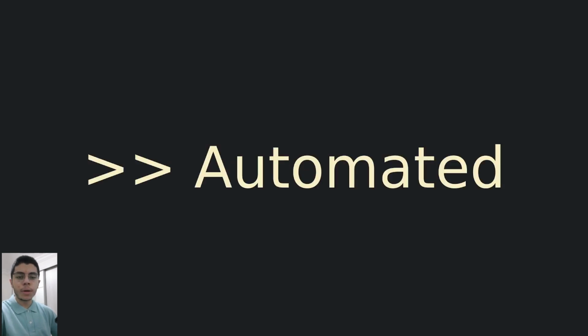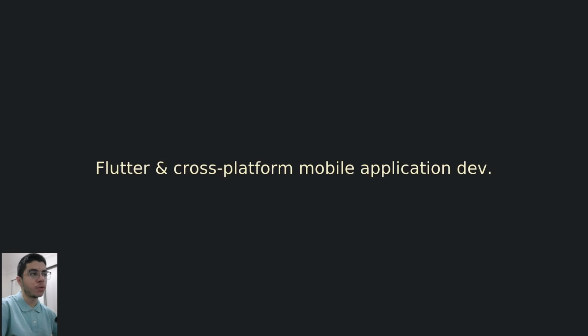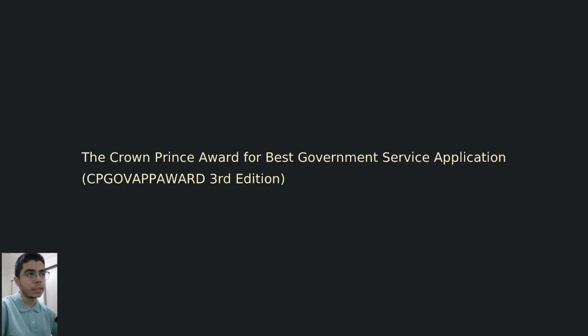AI allowed me to automate many tasks in my projects, and performance AI allowed me to automate in the embedded realm. In whatever I was doing, there was always something missing. It was graphics. So I set the goal to learn Flutter and cross-platform mobile application development. And what better way to do that than a competition on the way? And so, with a close friend and the guidance of an experienced instructor at YU, I participated in a national competition for developing governmental applications, the Crown Prince Award for Best Government Service Application.